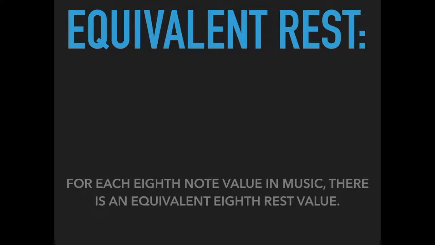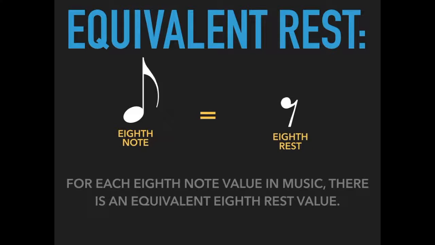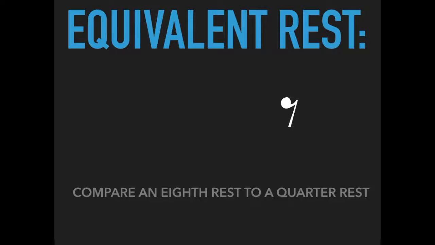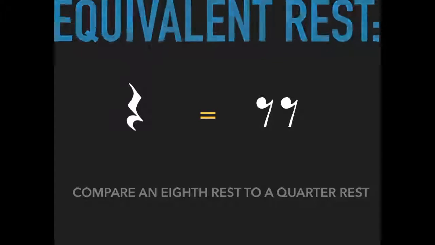For each eighth note value in music, there's an equivalent eighth rest value as well. Here we have our eighth note with the flag off to the side. Here's what an eighth rest looks like. Also worth half a beat of silence. Now compare the eighth rest to a quarter rest. Make sure you don't mix these 2 symbols up, because in fact, the quarter rest is equal to 2 eighth rests, being that each eighth rest is half a beat of silence. When you add them together, it equals 1 beat of silence.